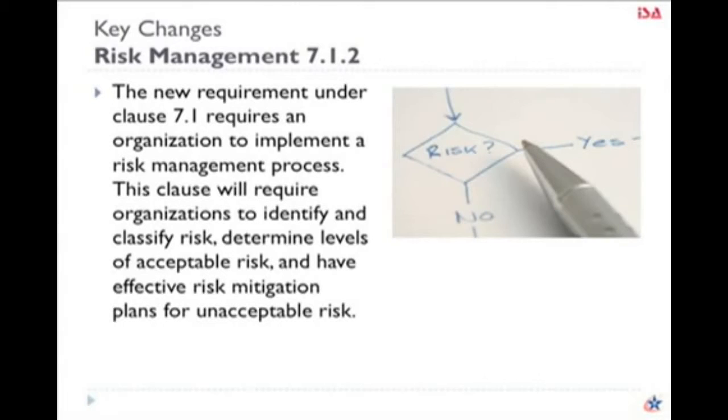The new requirement under Clause 7.1 requires an organization to implement a risk management process. This clause will require organizations to identify and classify risk, determine levels of acceptable risk, and have effective risk mitigation plans for unacceptable risk. This requirement puts a focus on product risk during product realization. This is vital as new technologies in aircraft, space vehicles, defense systems, and materials are introduced. Organizations will need to ensure that a risk management process is in place, that risks are appropriately applied in the process, and that they are successfully managed.